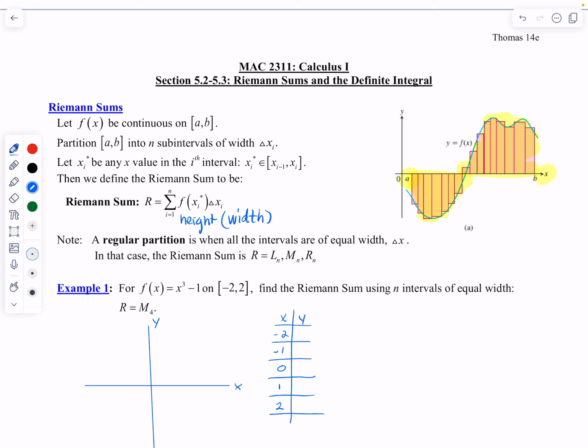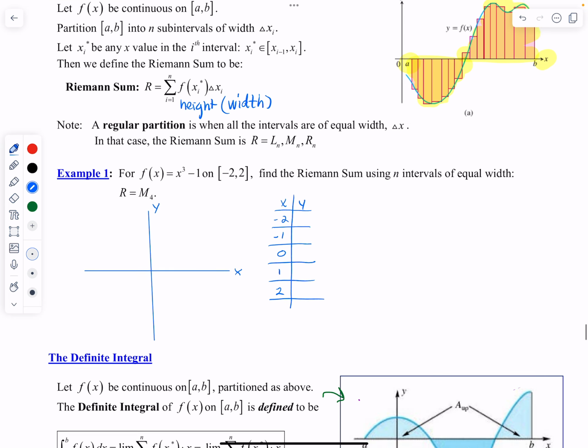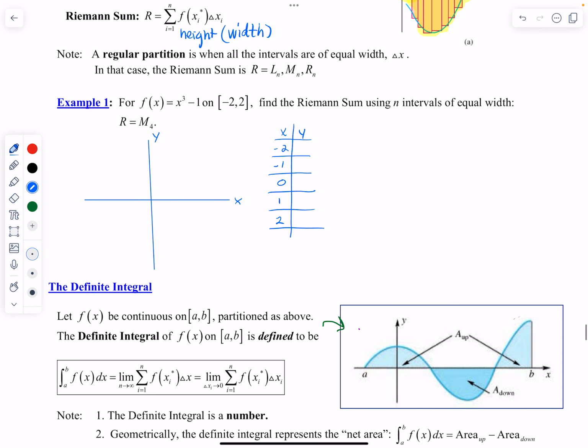And the reason why it's calling it Riemann sums is because when we find this, we can get negative values. So we're getting like the net area, okay? Please note that regular partitioning is when the intervals are of equal width. So delta x is equal, like we saw in the last section. In that case, the Riemann sum is R, equals L n, M n, and R n. So again, we're using the same notation as last section.